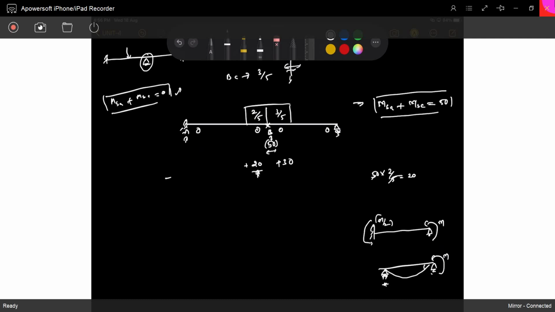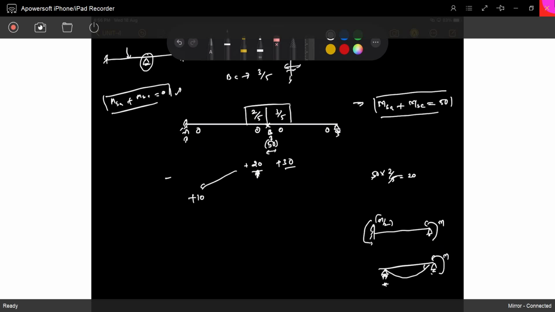If it is fixed, the carryover factor is half, and also in the same direction. Okay, so this 20 automatically transfers to plus 10. The 30 automatically transfers to 0 because it's a hinge joint. That's enough. We distributed the moment between those joints. Okay. So that's the thing.